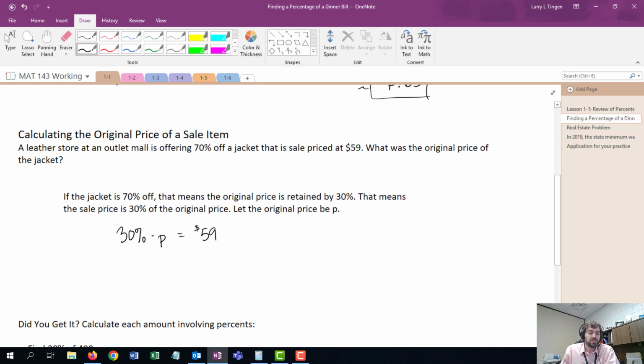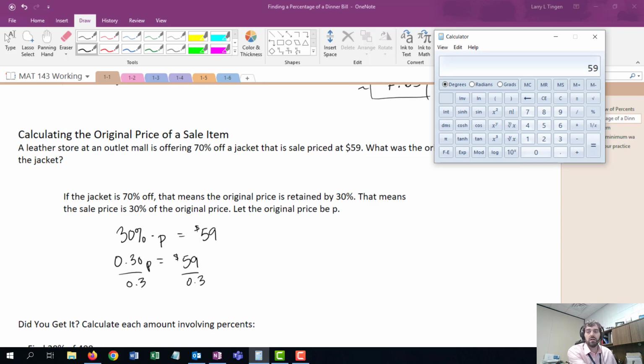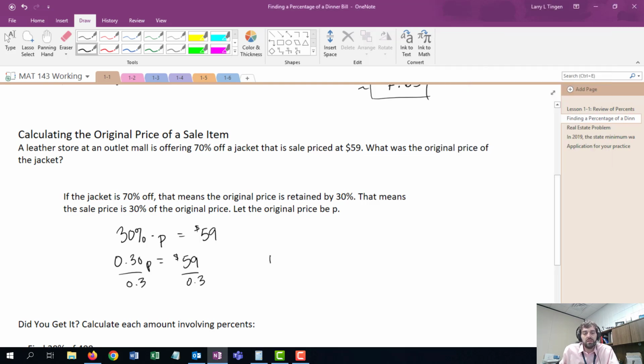We can't do math with percents. We have to convert them to decimal. So that becomes 0.30 P is equal to $59. I want to get the variable by itself, so I divide both sides by 0.3. You don't have to add the 0 on the end if you don't want to, because it doesn't change anything. So that's 59 divided by 0.3, and I find out that P is 196, about 66666 forever.